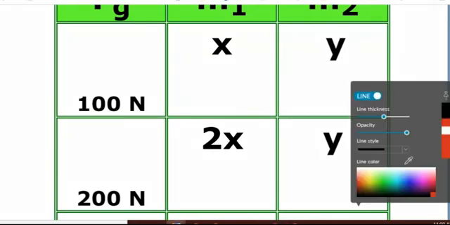Let me show you what I think she was thinking. Could you write this down? F is G times m1 m2 over d squared. It's really quite simple. Look, you doubled one of them. If you double one, it creates double, right? They're both on top. So it's not 100, but it's 200.